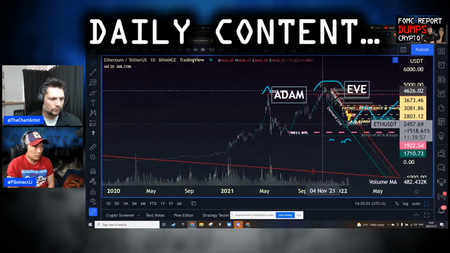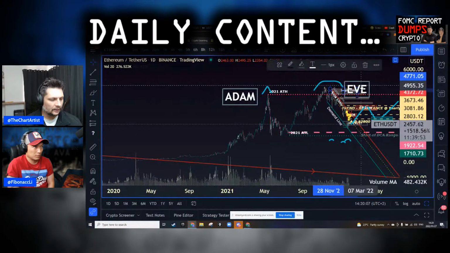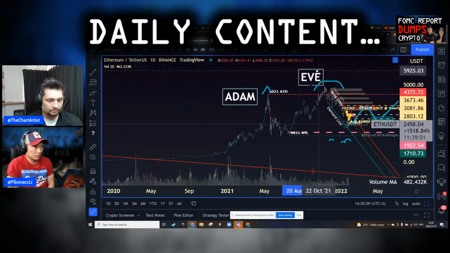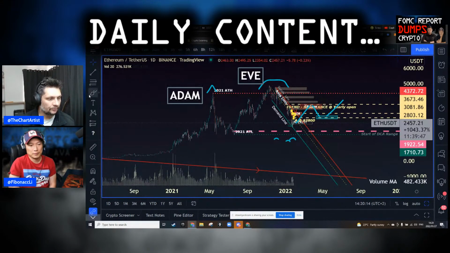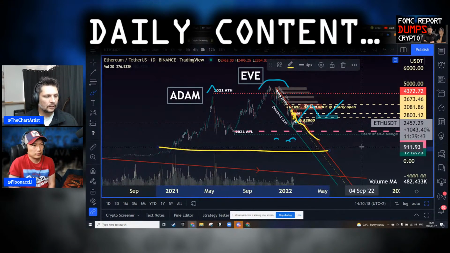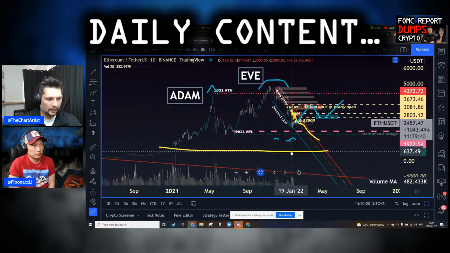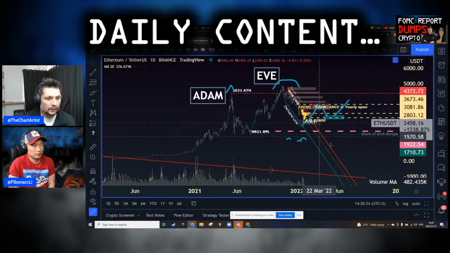Ethereum, we've got an Adam and Eve pattern also playing out. And statistically, Adam and Eve are reversal patterns. So the reality is that Adam and Eve can play out, and we can even go down and follow these levels. But that's when things are getting really bearish. We're getting ahead of ourselves. So let's ignore that, but it's just worth pointing out.